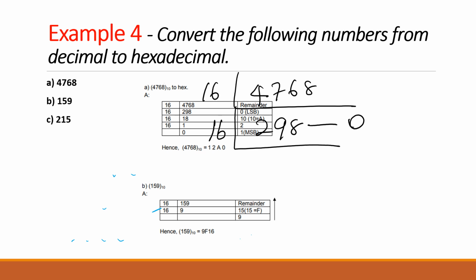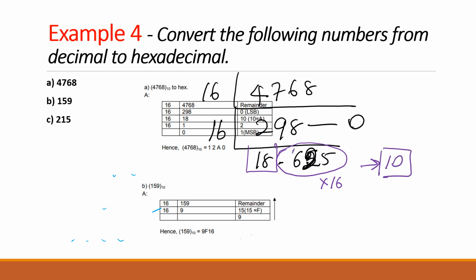So when I divide this by 16, what will we get? 18.625. Okay, so this is your number. This came because of the remaining part. So what I did is I multiplied this by 16, then I got 10. So that is the remaining part. So I can ignore this one and say that when you divide 298 by 16, it is 18 and 10 remaining.